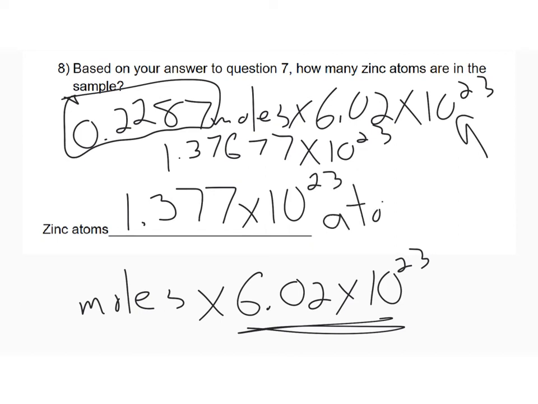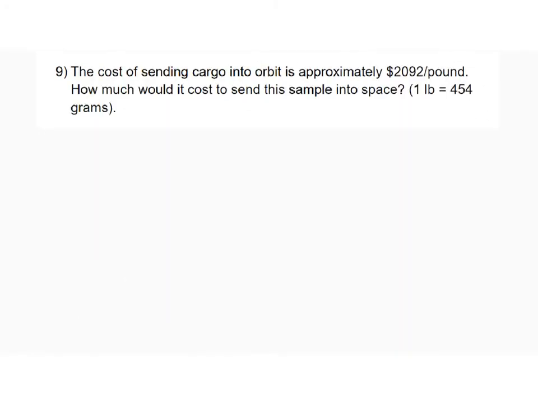Atoms is the unit. Okay? So take the number of moles times the number of things in 1 mole, which is this Avogadro's number. That gives you the number of atoms in your sample. All right, and then the last question: how much would it cost to ship this little tiny piece of metal into space at the estimated rate of about $2,000 per pound to send cargo into space?